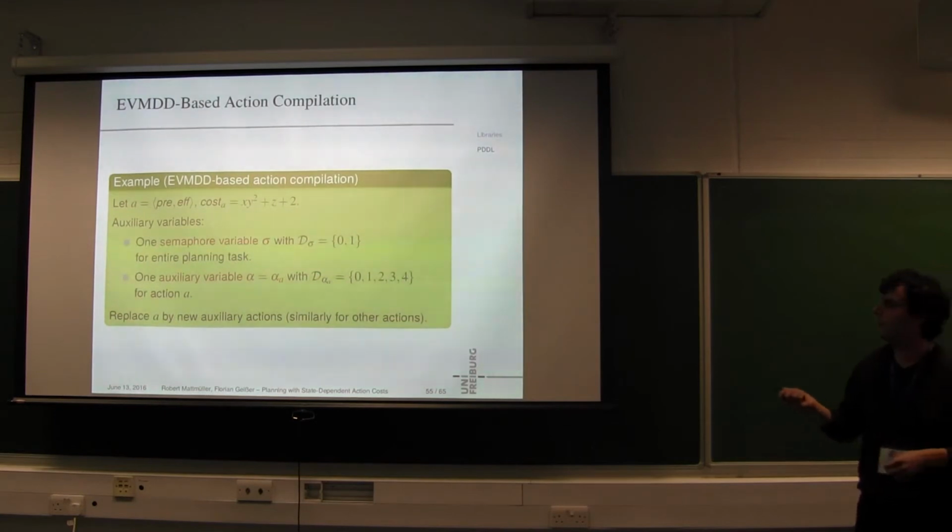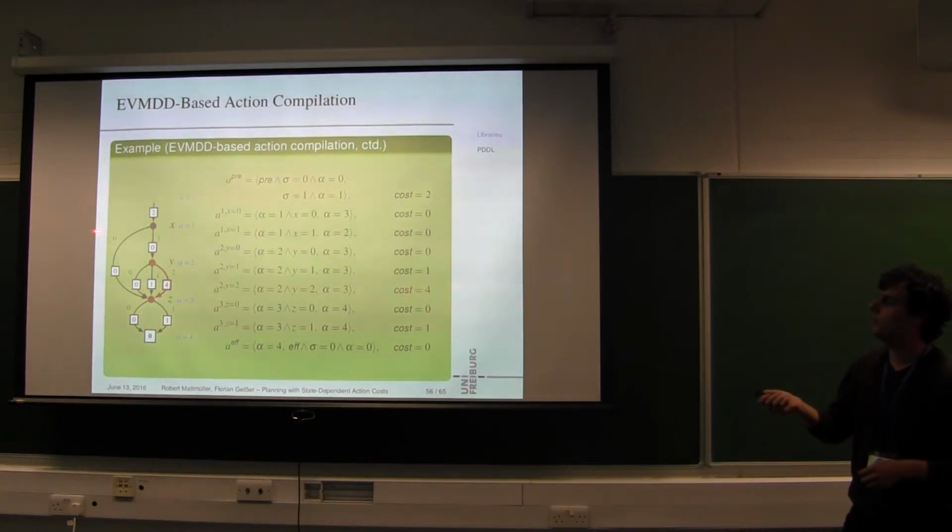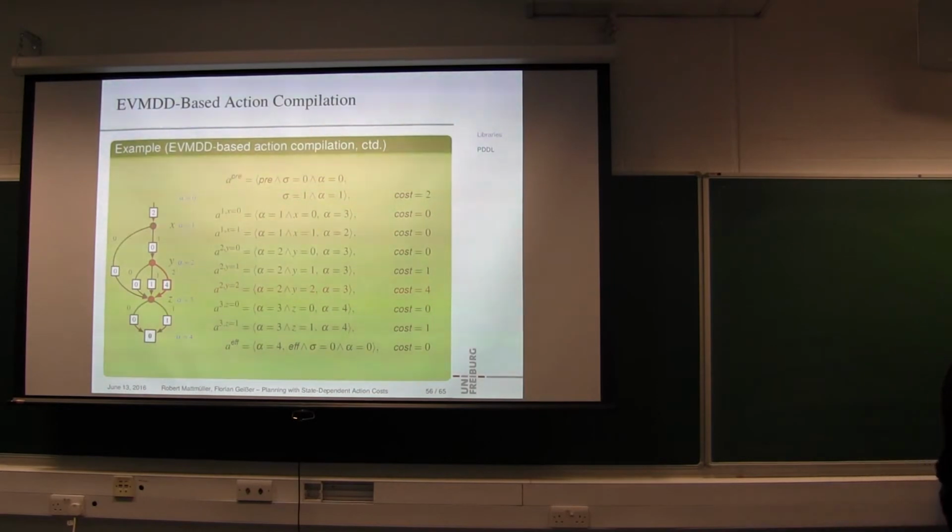So just as a reminder, we have these semaphore variables, we have these auxiliary variables, and then for each edge in the decision diagram, we have an action. For example, here, as Robert told you, we have to check if y is 2, and we have to check if the auxiliary variable is set, and then we have this cost of 4. And what you actually can't do in the online tool currently is to show the EVMDD, but with our tool you can do that.